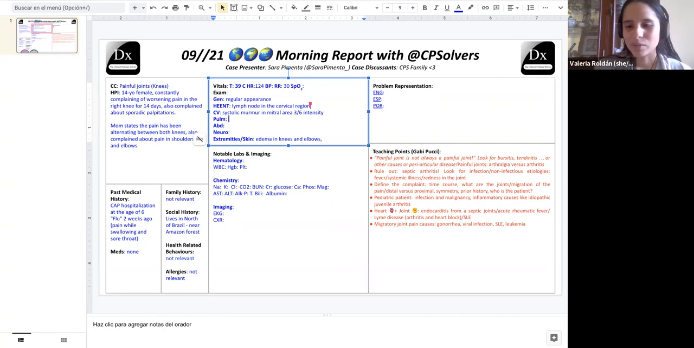So Chad, what are you thinking with these findings on the physical exam? We have a lymph node, we have some vitals that are not quite normal, and we have edema in knees and elbows. And I believe you also mentioned erythema and that the joints were hot.